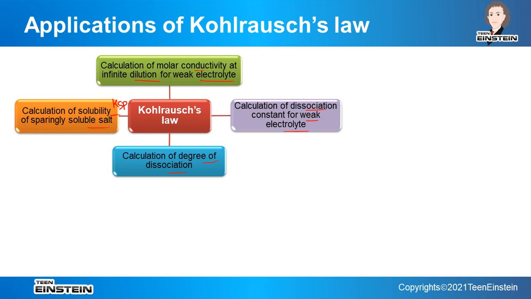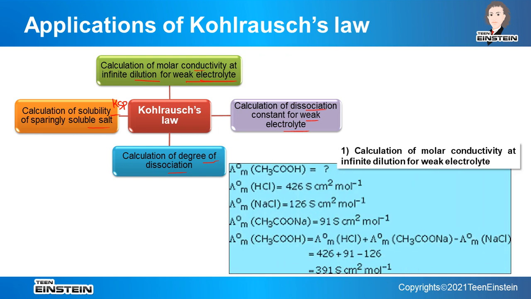So first we will see how we can calculate the molar conductance or conductivity at infinite dilution for weak electrolyte. The first application, calculation of molar conductivity at infinite dilution for weak electrolyte. Here we will calculate molar conductance of acetic acid. Now here some information is given. The first information is lambda naught value, that is molar conductance at infinite dilution for HCl. The value is given, and HCl is a strong electrolyte, so obviously you can easily get it graphically.